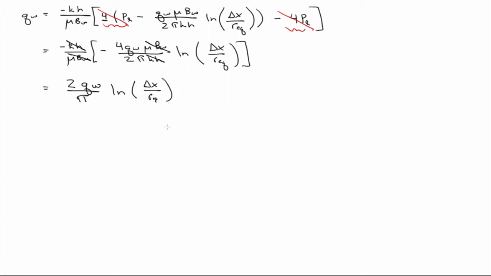Right? I can divide by QW, or in fact, I can invert this whole first term, right? So divide by QW over 2 and multiply by pi, and then I have pi over 2 is equal to this guy.